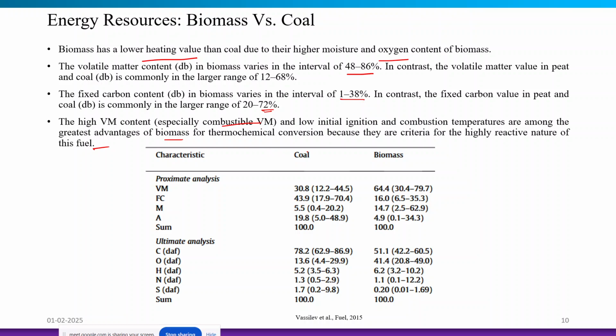This table is a comparison of biomass and coal. The volatile matter component is higher in biomass, fixed carbon is higher in coal, moisture content is obviously higher in biomass, and ash content is higher in coal. In the ultimate analysis, the carbon content is higher in coal, and oxygen is obviously higher in biomass, which is why it gives a lower heating value. Hydrogen is almost similar. Nitrogen is almost a trace element. Sulfur I can also consider a trace element. Some of the coal sources have high sulfur content.